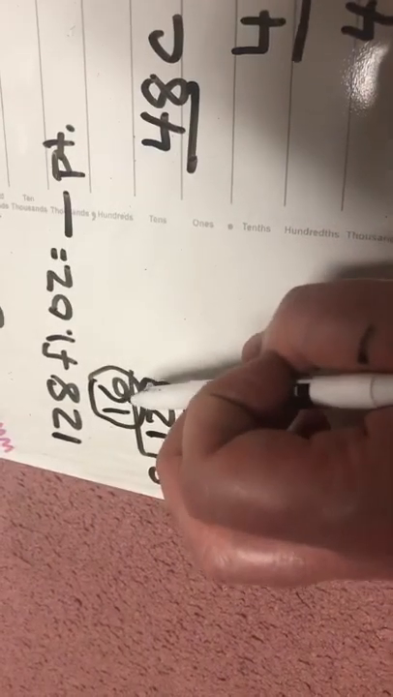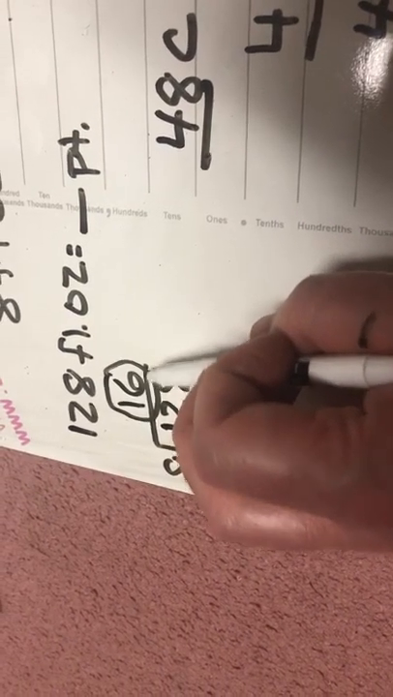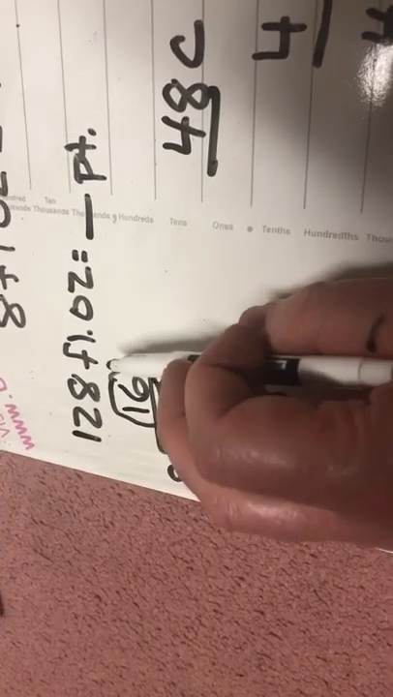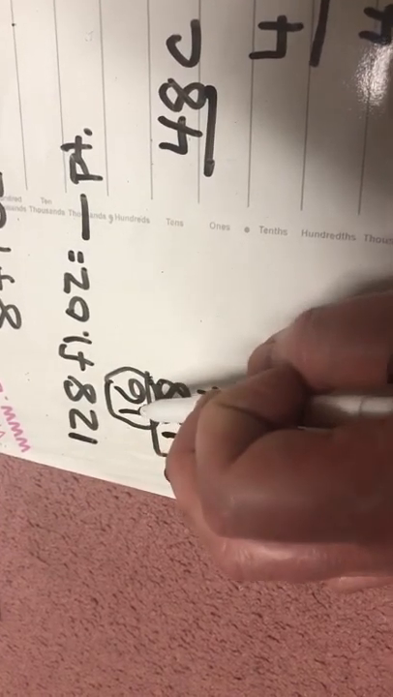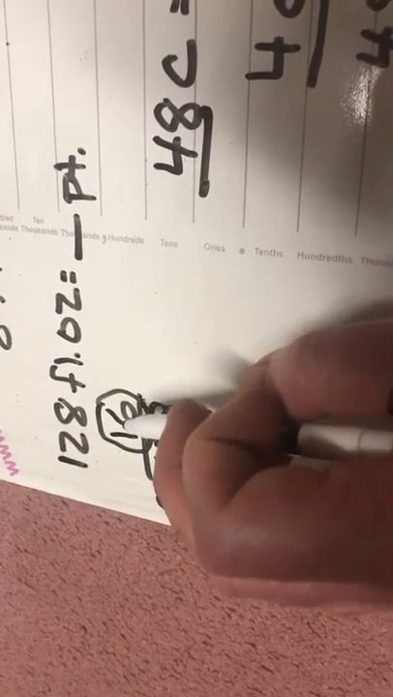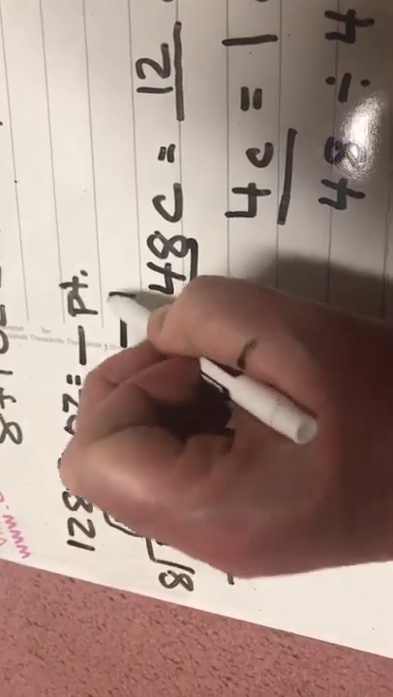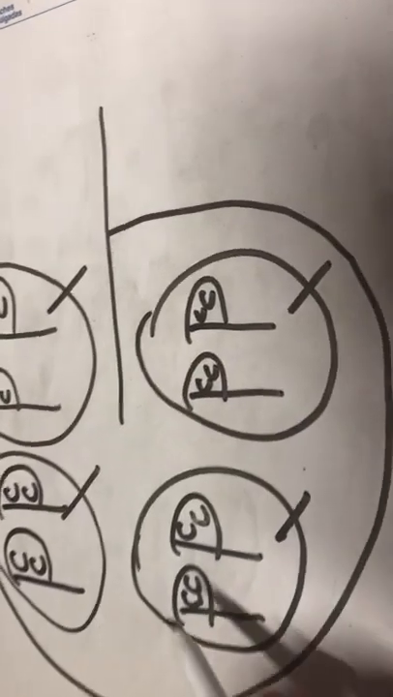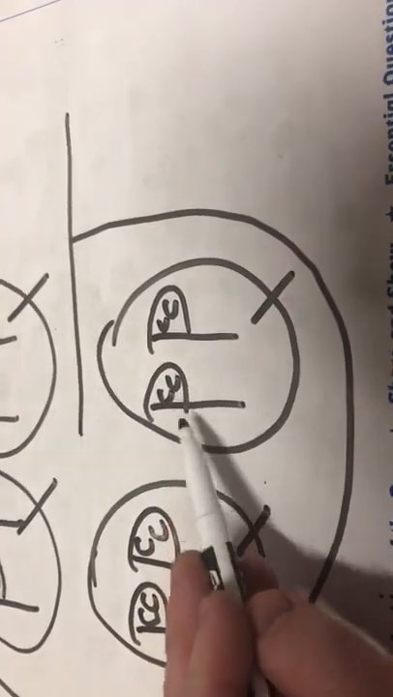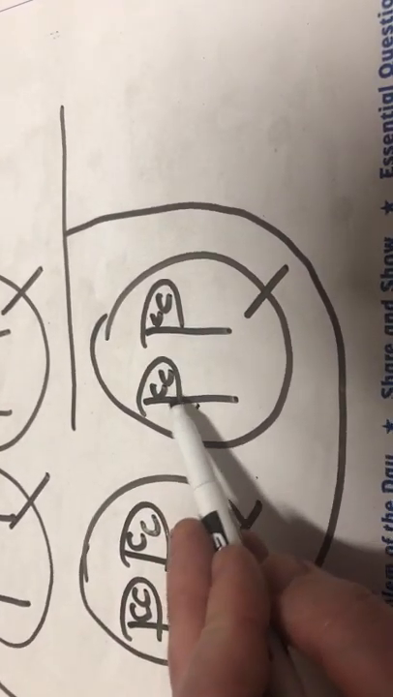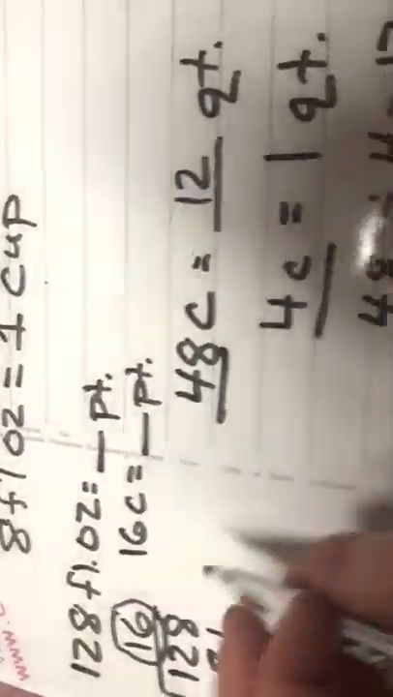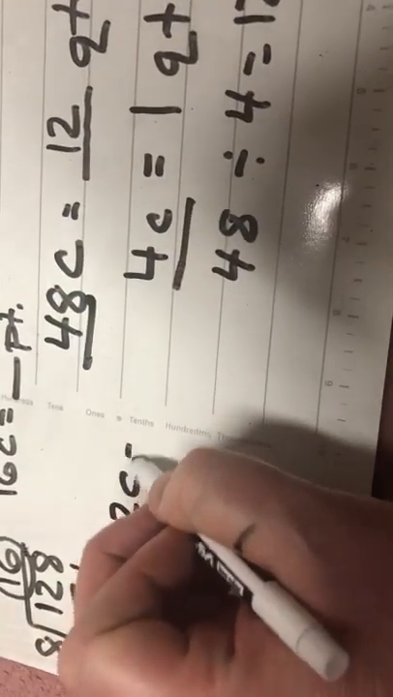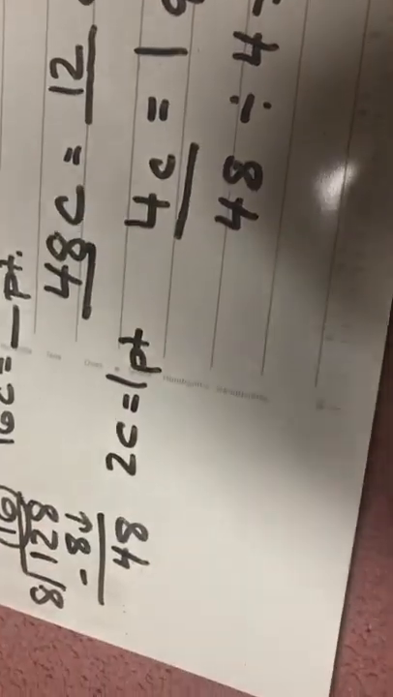Remember, this is not the final answer. All this is the number of cups. I have taken the 128 fluid ounces and I have turned it into cups, 16 cups. So now I'm left with 16 cups equals blank pints. So I go back to my big chart and I see, well, how many cups make 1 pint? Well, I see that 2 cups make 1 pint because there's 2 C's inside the P. So I know that my measurement says that 2 cups equals 1 pint.